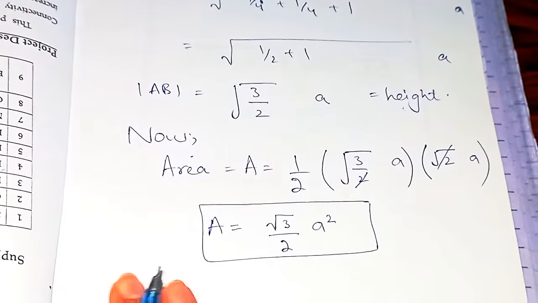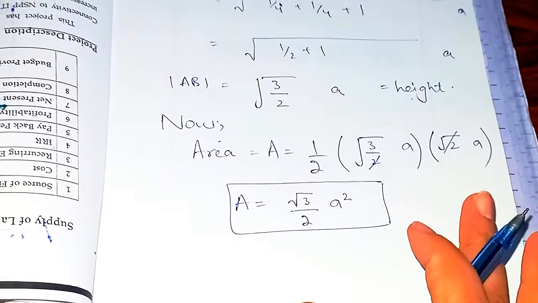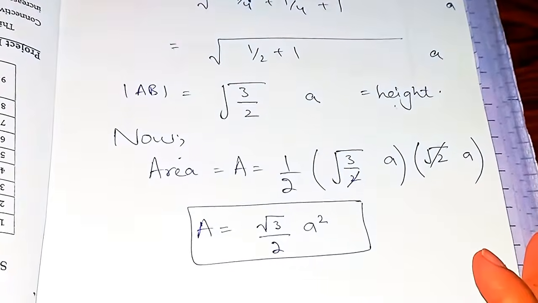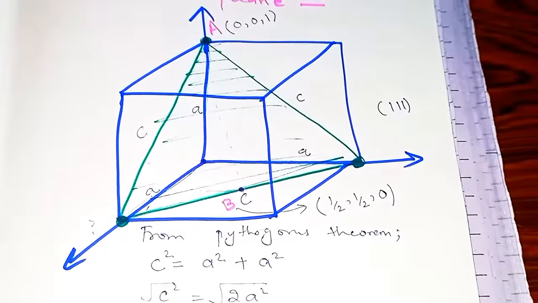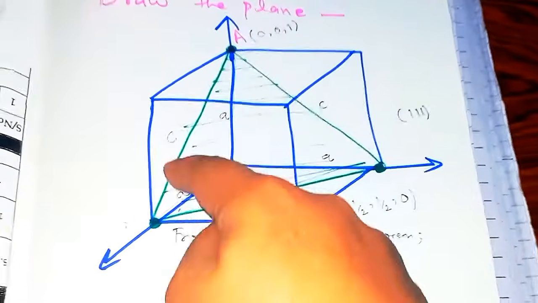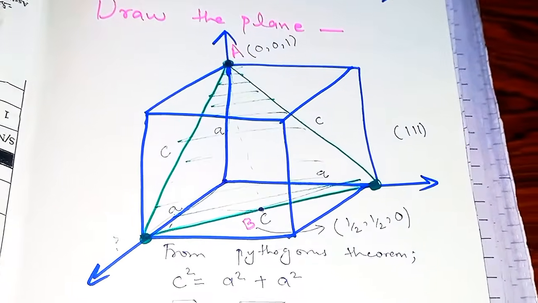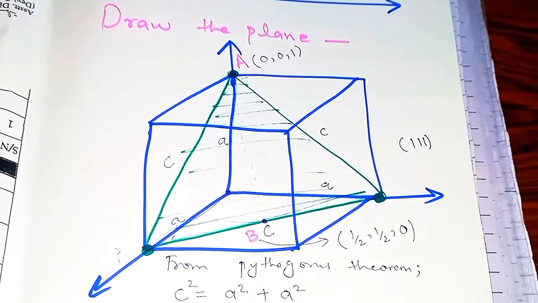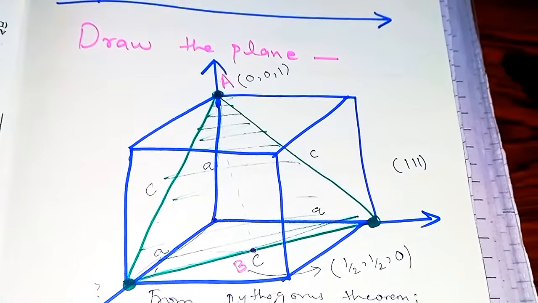We have successfully calculated the area of the plane so easily, and now we need to calculate the net number of atoms lying on the plane. For the net number of atoms lying on the plane, we can see that obviously we have these corner atoms, and these corner atoms are contributing to the plane. How? Because the centers of the corner atoms lie at the corner of the unit cell.